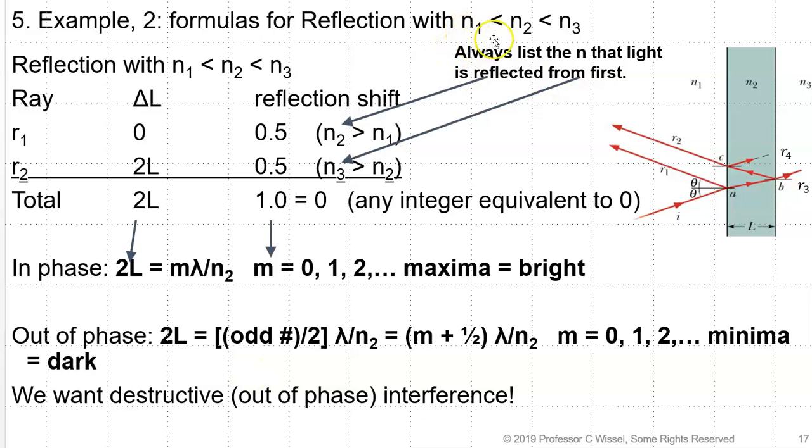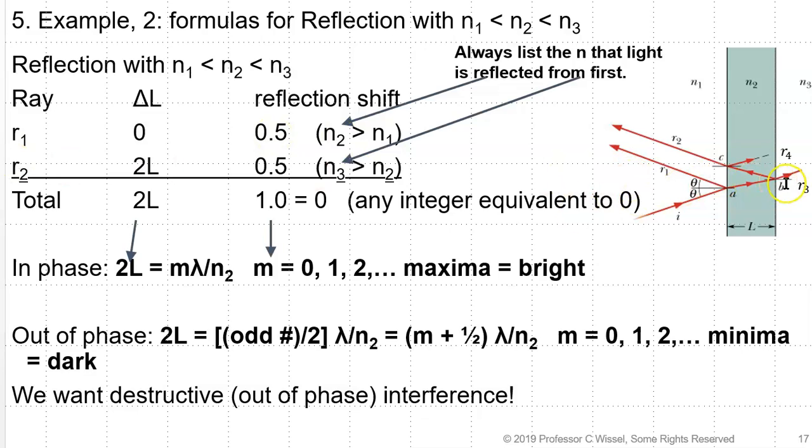And now we have N1 less than N2 less than N3, and we use that to set this part up because it is reflecting off a higher index of refraction each time, so higher by half. Now we list the individual rays and their path length difference. Of course, ray 1 just bounces off of this, so it doesn't go through the medium, so its path length difference is 0. N2 is greater than N1, so there will be a 1/2 reflection shift here.